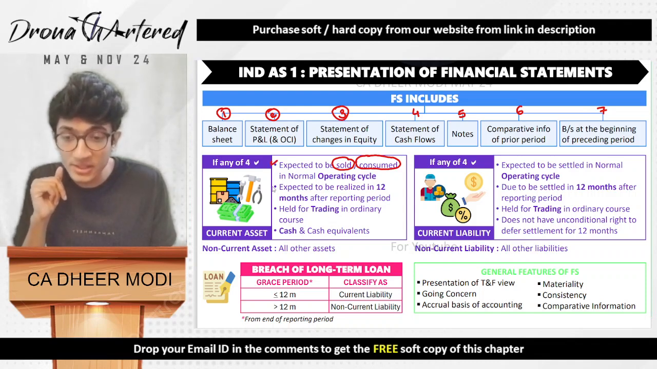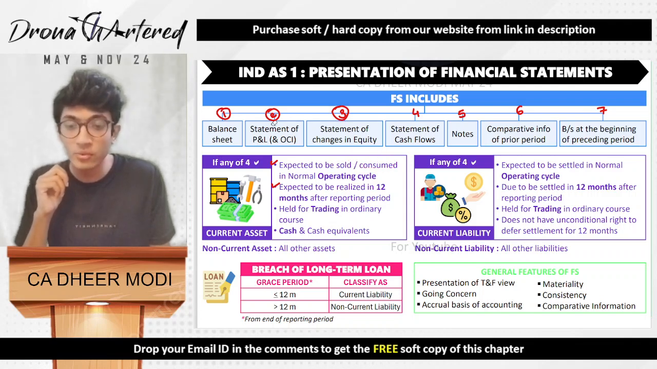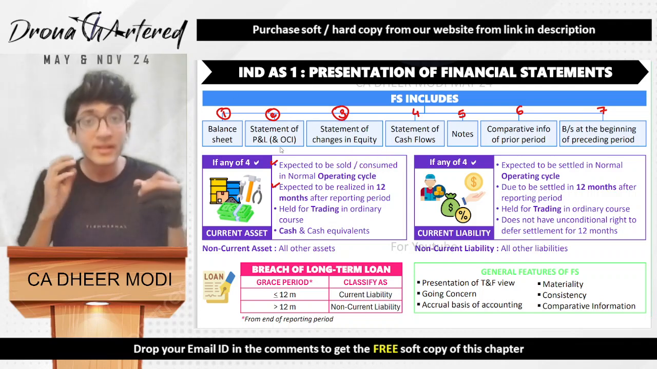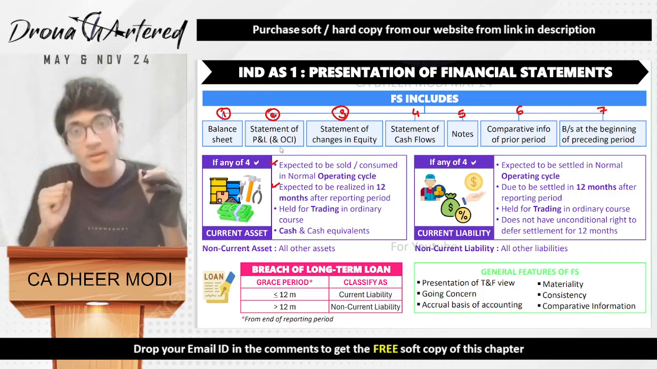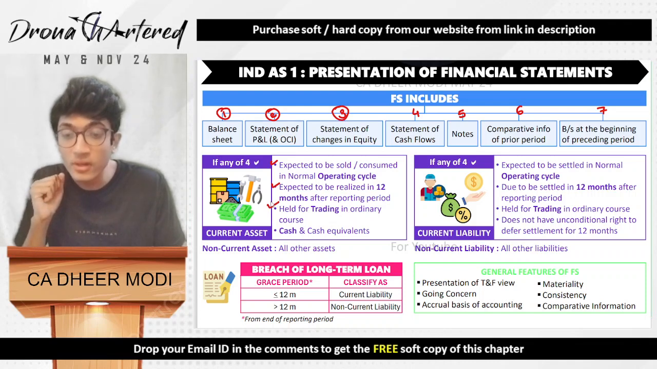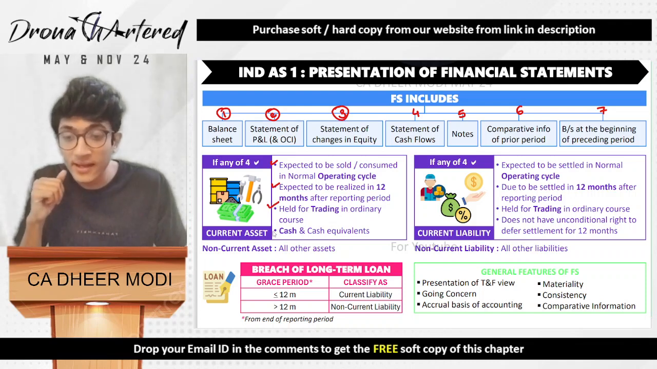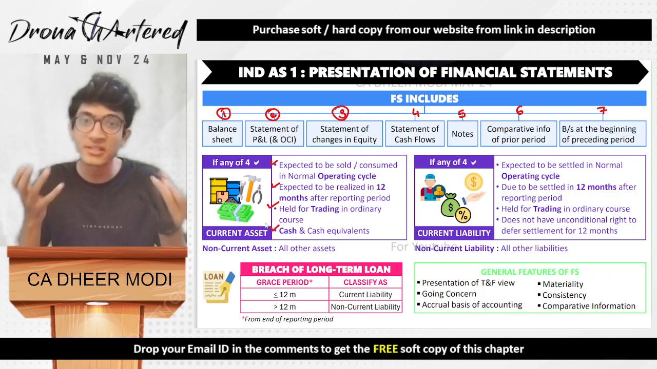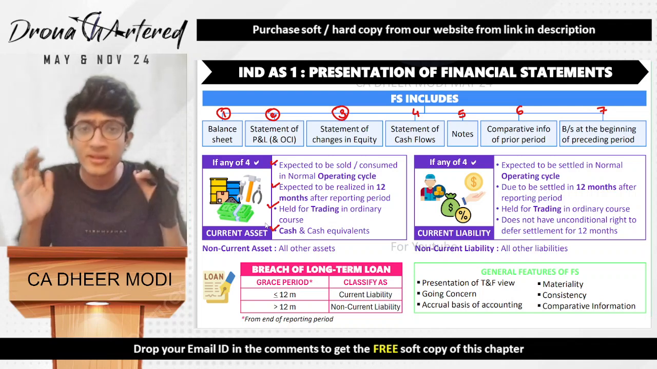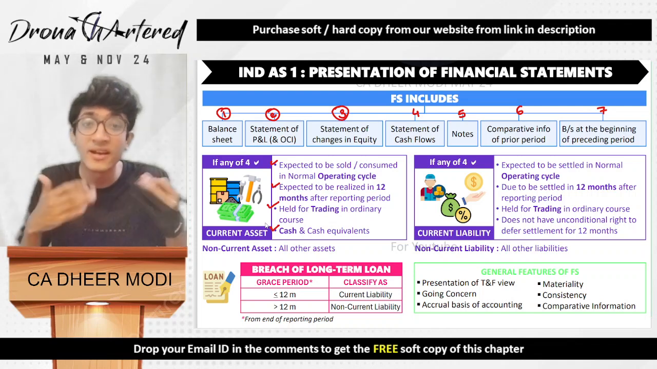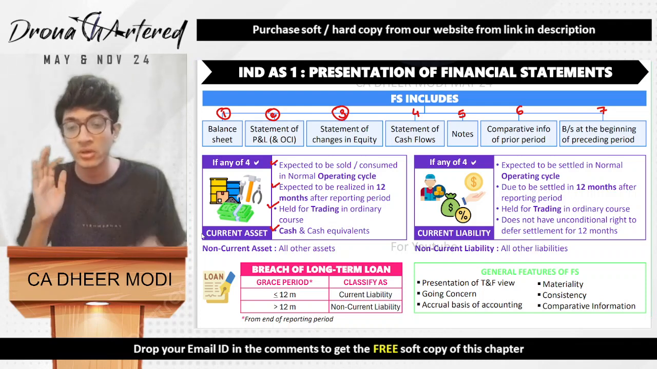Your other condition is if it is expected to be realized in 12 months. So even if your operating cycle is 6 months, you still get the 12-month limit. Next is it is held for trading in ordinary course, that means it is meant for buying and selling. And last is cash and cash equivalents, which are of course current assets. Now what are non-current assets? All assets which are not current assets become your non-current assets. So we have covered current assets and non-current assets.